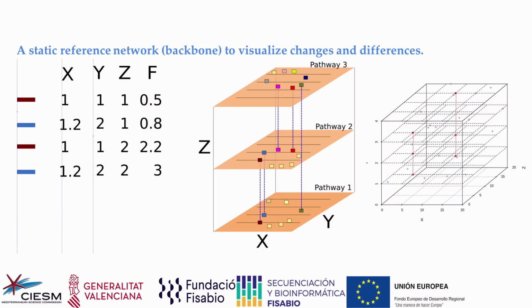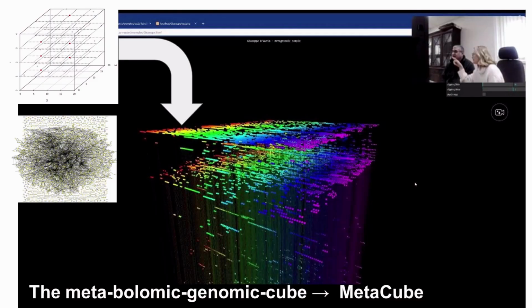Then I sent this to Cave, and Cave started working on it. And here there is Laura saying, wow, look what Cave did with your data. And this is a beautiful system because we have this three-dimensional cube that is a metabolomic genomic cube, so a metacube. And I finished my presentation at this point because I was really excited when I saw this picture. I don't want to make any spoiler, but Cave is going to give us a demonstration about that.